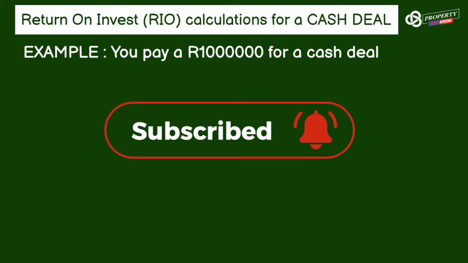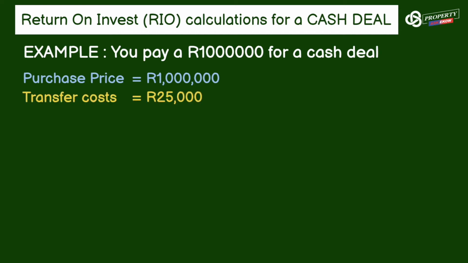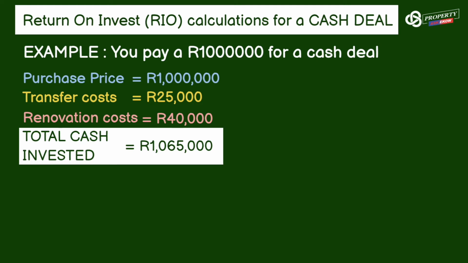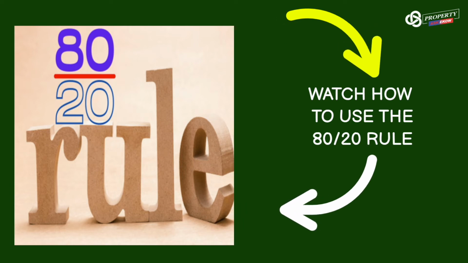So you paid $1 million in cash for a rental property. Your purchase price equals $1 million. Transfer cost in this case will be $25,000. And assuming that you did the renovation, the cost is $40,000. Your total cash invested will be $1,065,000.